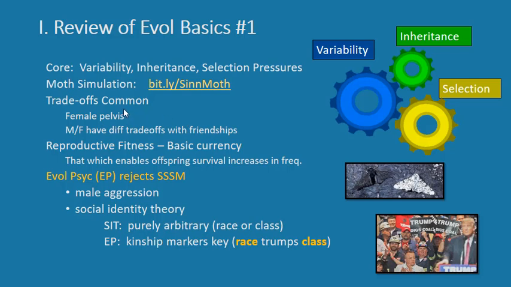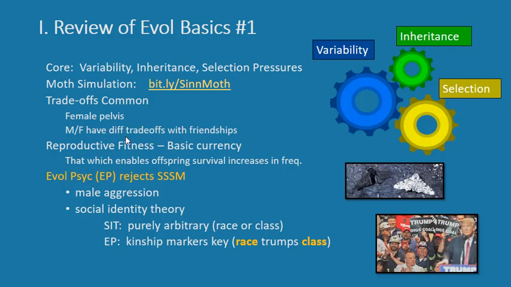Okay, so another point is some trade-offs are common. We talked about the female pelvis as being a trade-off between keeping the baby in when the mother is walking upright and making the pelvis wide enough so that the baby can be born easily. And it's not a perfect solution because you're trying to do two things with the same structure.